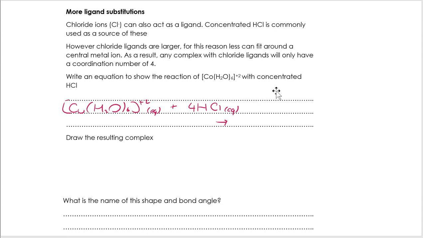So, we are told that chloro ligands are bigger. We can only fit 4 around them. They are going to form tetrahedral complexes. Every complex we look at is octahedral, apart from those with chloro ligands that are tetrahedral, or that contain a silver ion, and they are linear. They are important facts to remember.